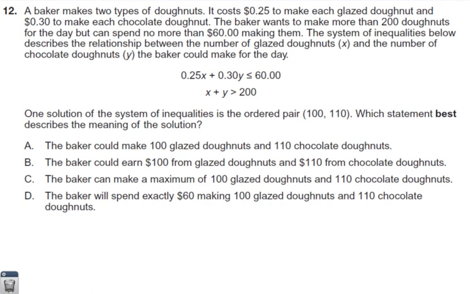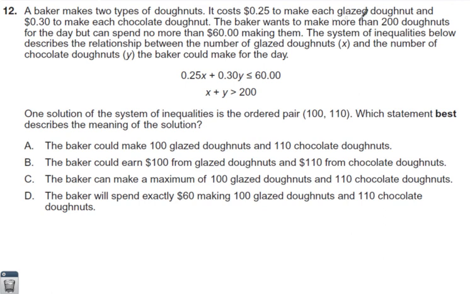2 types of donuts. Hopefully one of them is mighty fine donuts. The best darn donuts around. 25 cents to make each glazed donut, and 30 cents to make each chocolate donut. More than 200 total. Look, I'm going to cut off right there. Look at this. I love it when the Keystones do this. They go through the entire explanation, and then they give you the system of inequalities for free. All this is really doing is mathematically explaining all of this.